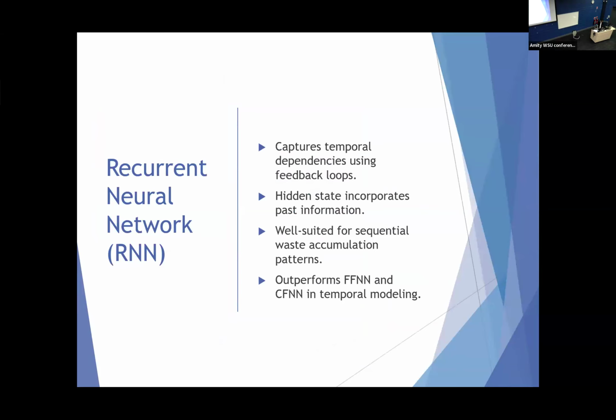So about the recurrent neural network, let me briefly explain the RNN we used. Unlike traditional models, it is designed for sequential data and includes feedback loops that help retain past information, ideal for tracking how waste builds up over time. Our model used one hidden layer with 8 neurons and was trained using the LMA. This setup captured time-based patterns efficiently and converged quickly. So overall, the RNN consistently gave the most accurate prediction, outperforming the other models across error metrics.